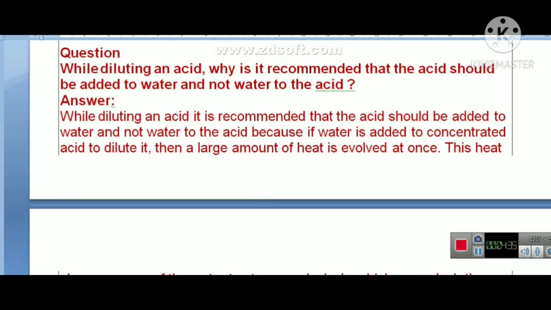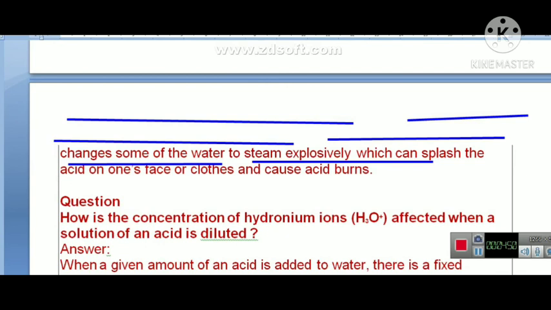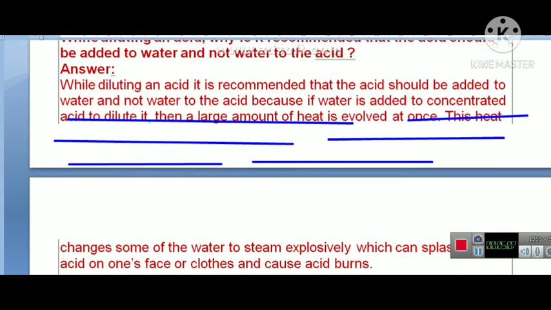While diluting an acid, why is it recommended that the acid solution be added to the water and not water to the acid? Heat changes some of the water to steam explosively, which can splash the acid on one's face or clothes and cause acid burns. Therefore, it is recommended that acid should be added dropwise to the water and not water to the acid.